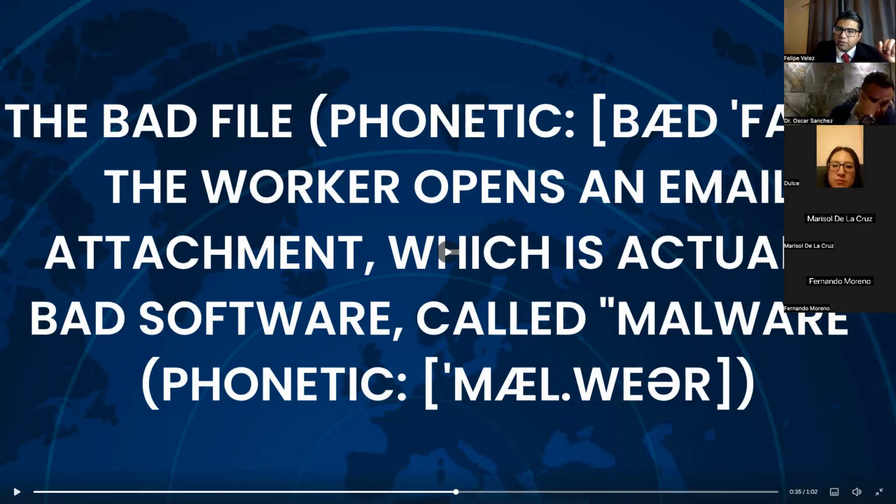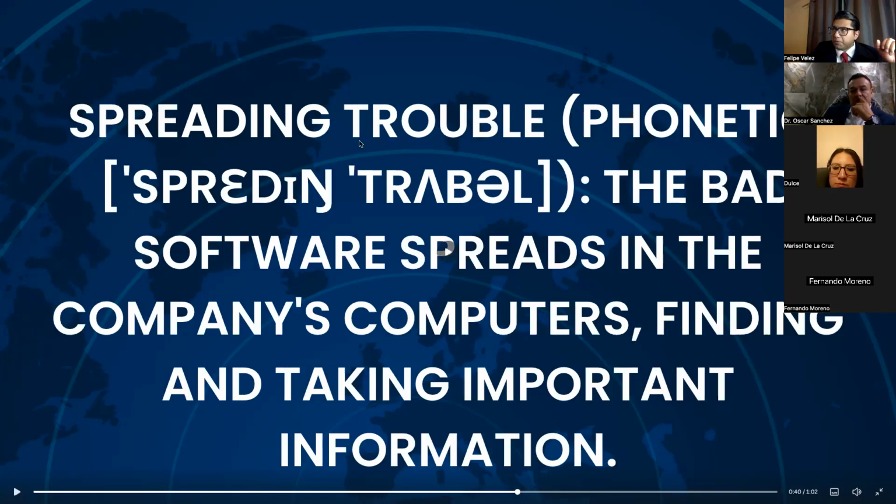Entonces, número 3. Spreading trouble. El problema que se esparció. Trouble, problema. Spreading, esparcir. Aquí está la fonética, bien importante. Spreading trouble. The bad software spreads in the company's computers. El mal software se pasa en todas las computadoras de la empresa, finding and taking important information, encontrando y tomando información importante. No hubo ransomware por ningún lado.